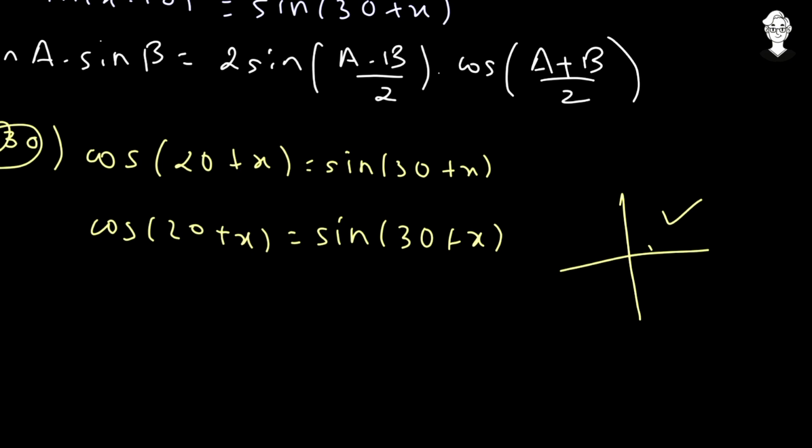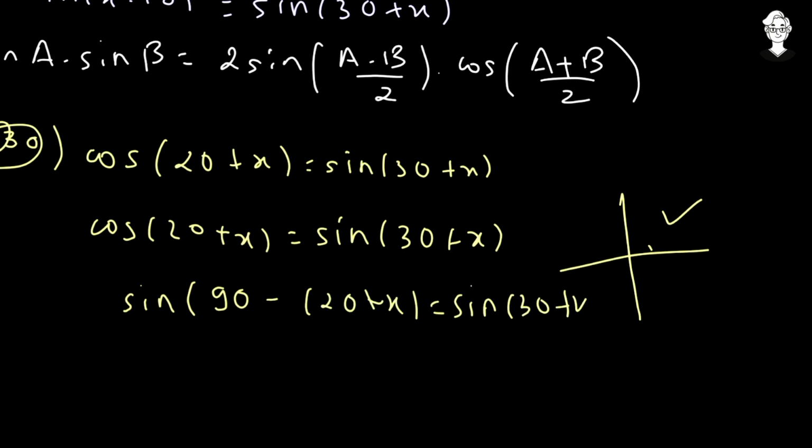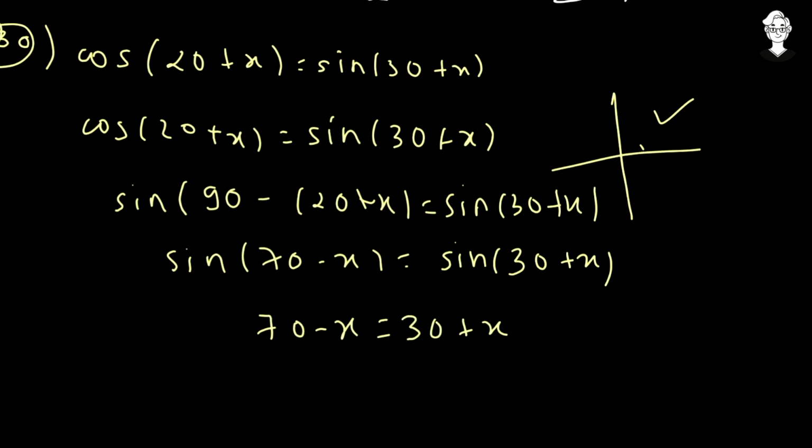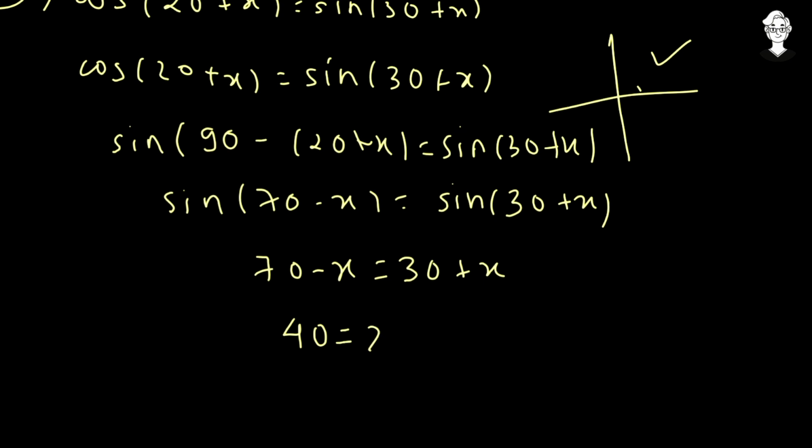So what we can do is cos of theta can be written as sine of 90 minus theta. So sine of 90 minus the theta present over here, which is 20 plus x, is equal to sine of 30 plus x. Now this can be simplified as sine of 70 minus x, and that is equal to sine of 30 plus x. As both these angles are in the first quadrant, we can compare them. So 70 minus x is equal to 30 plus x. Now we can see that 40 is equal to 2 times x. We get x is equal to 40 upon 2, that is 20 degrees, and that's the answer.